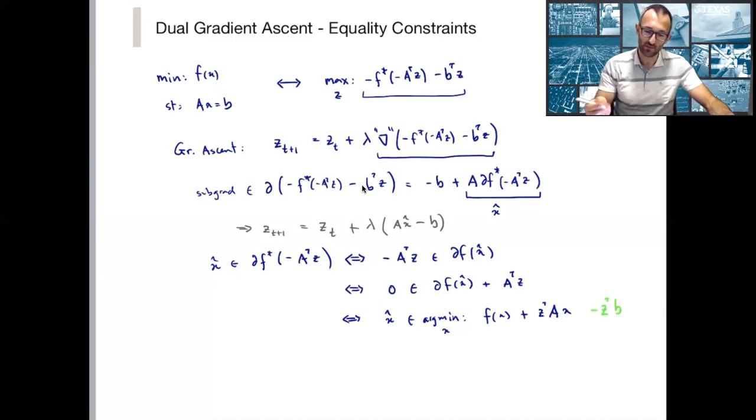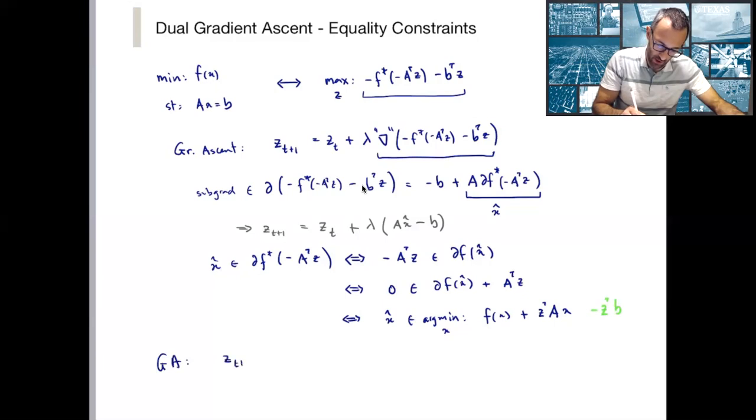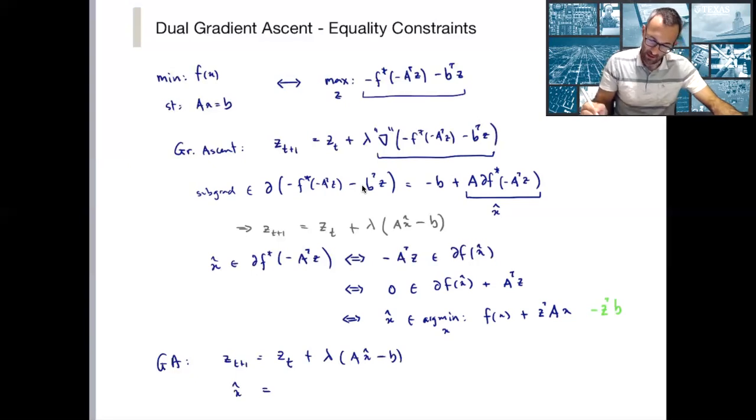So this is finally the algorithm. Let me just write it down one more time. Gradient ascent tells me that z t plus 1 is equal to z t plus lambda times A x hat minus b, where x hat is an element of the argmin of the Lagrangian function, f of x plus z transpose A x.